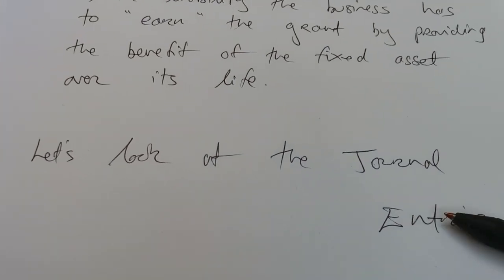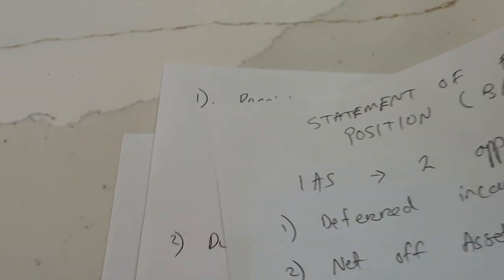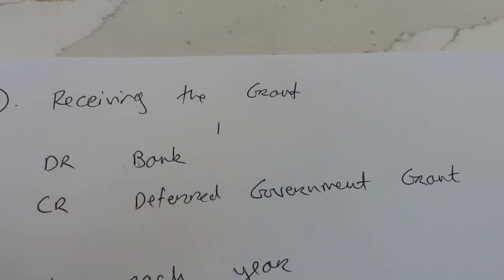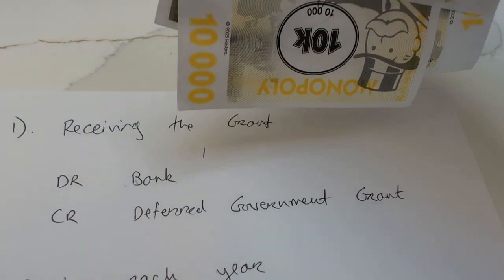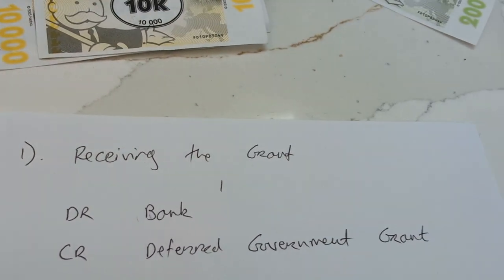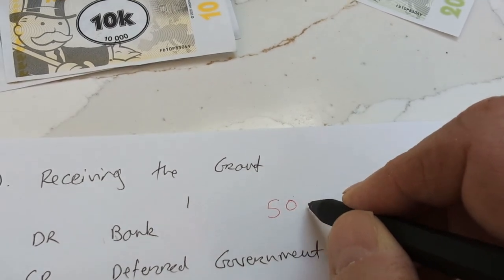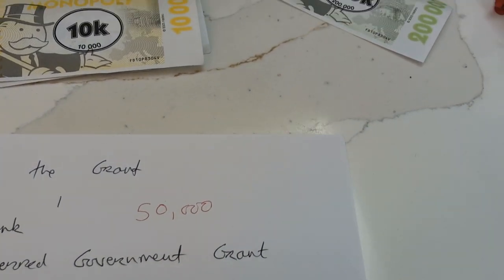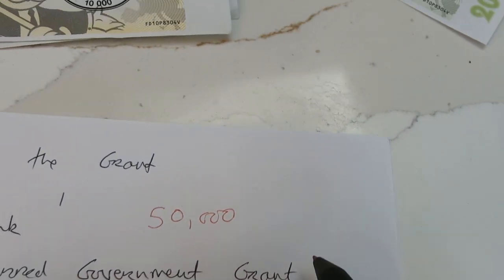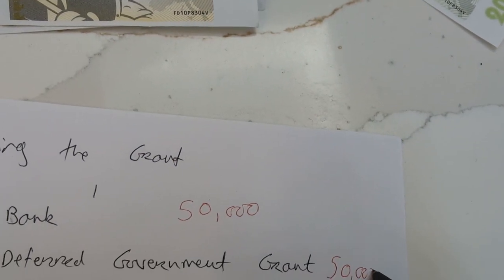Okay, and then let's look at the journal entries for this. Quite straightforward. When we receive the money, the 50 grand goes into the bank. So we say bank is 50,000. And then we have the liability on the statement of financial position to balance that up, and that's 50.